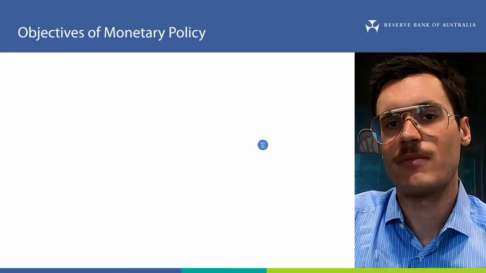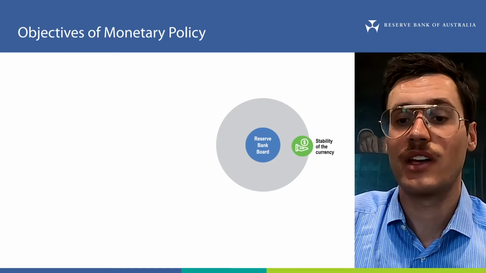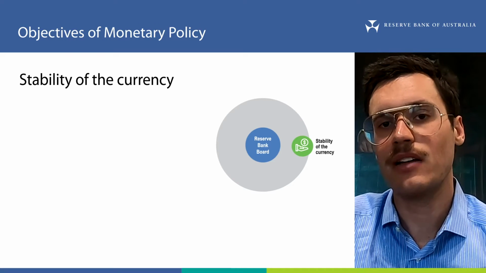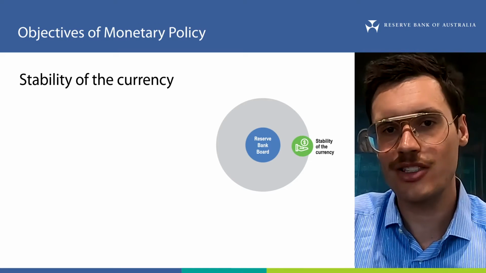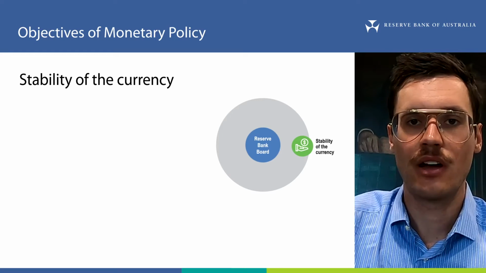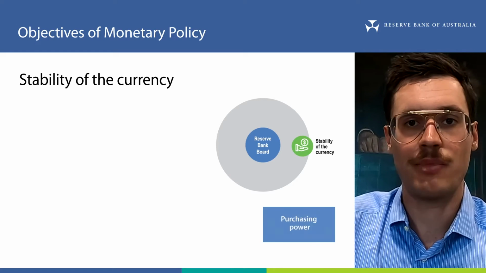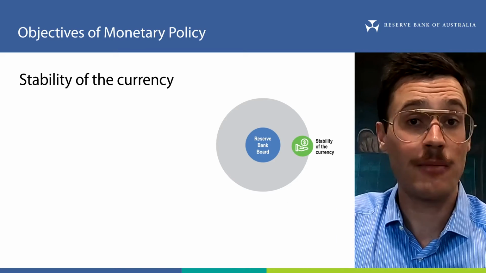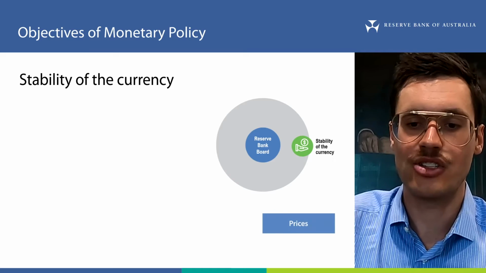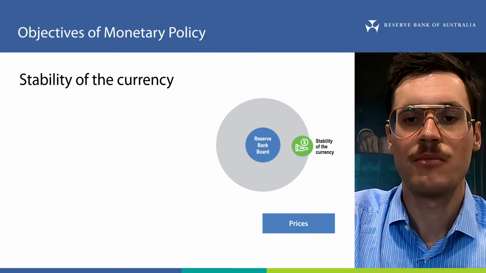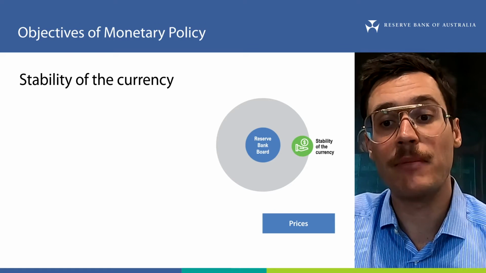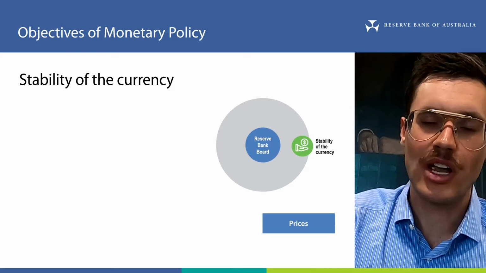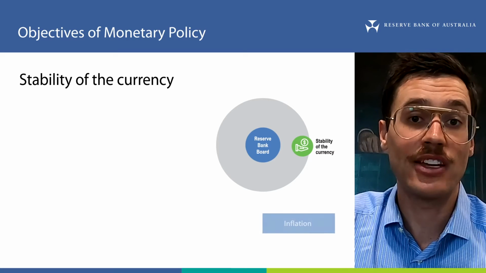The first objective of monetary policy is the stability of the currency. Having a stable currency means that the value of money, so what you can purchase with it, doesn't change too much over time. Economists often call this the purchasing power of money. In Australia, this objective relates to how much and how quickly prices are changing in the economy. Prices are important because they determine how much of something you can purchase with a given amount of money. The change in prices over time is known as inflation.